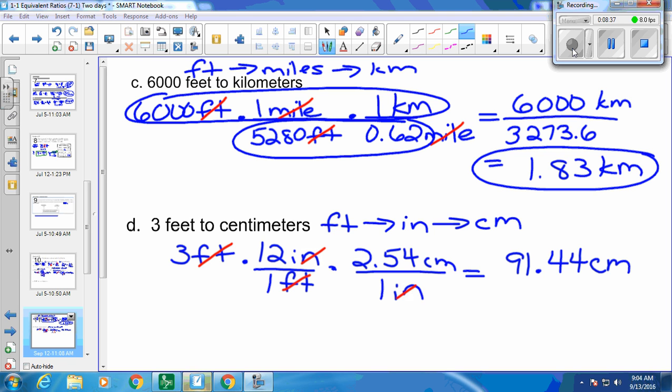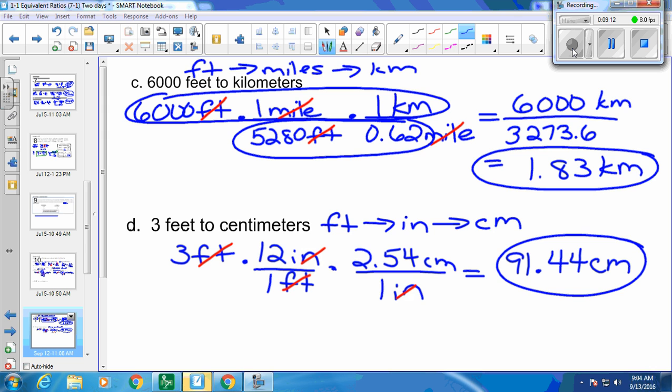Okay? This one wasn't so bad because it was just multiplying straight across, but I was going from feet, then to inches, then to centimeters. So I start with my original, 3 feet, multiply it by the conversion factor of 12 inches, 1 foot, and put the new unit in the numerator. Then I'm going from inches to centimeters. So again, new unit in the numerator, 2 and 54 hundredths centimeters. I cross-cancel all my units. I see that all I have to do is multiply straight across. I get my final answer of 91 and 44 hundredths centimeters.